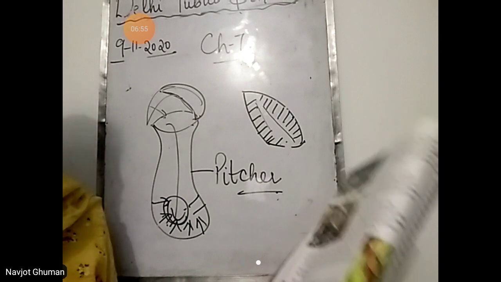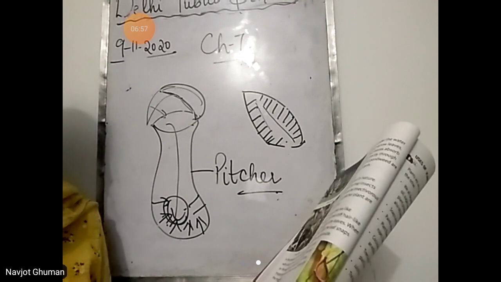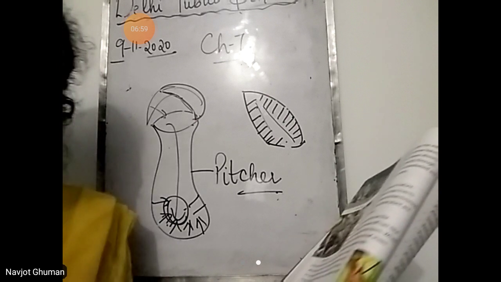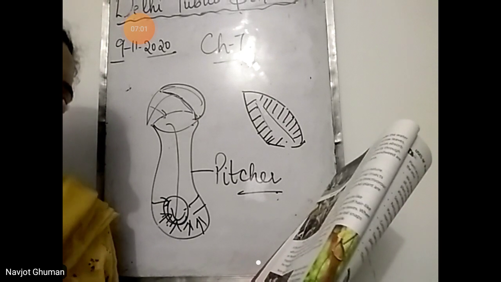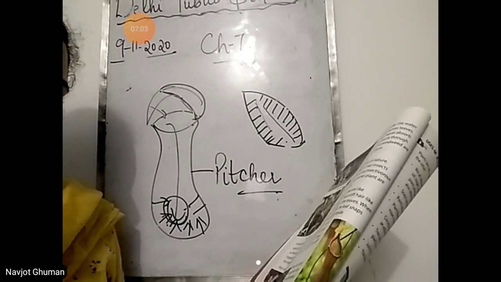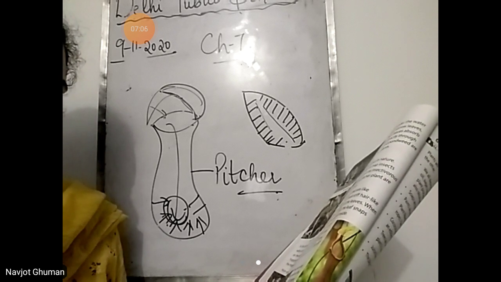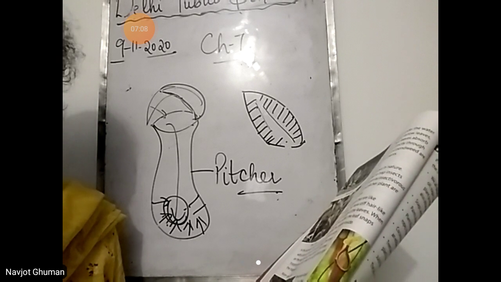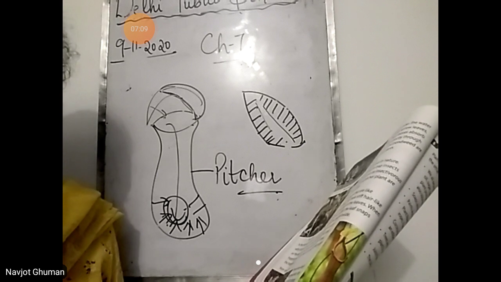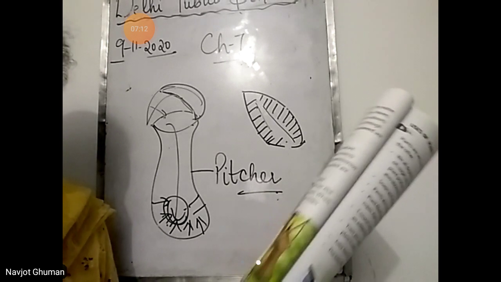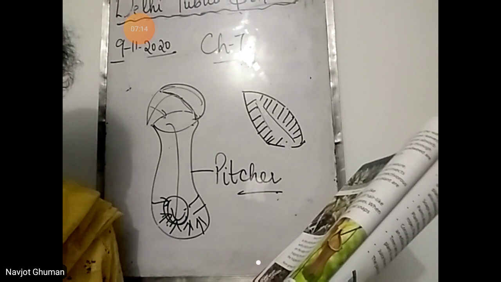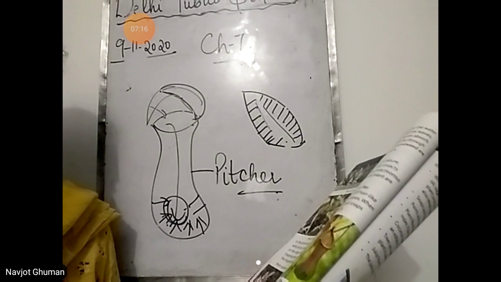Next are your non-green plants. Insectivorous plants we have read. Next are the non-green plants. There are many kinds of non-green plants. Plants such as Indian pipe and coral root are non-green plants because they do not have chlorophyll. Plants that cannot make their own food and absorb nutrients from dead plants and animals are called saprophytic plants.